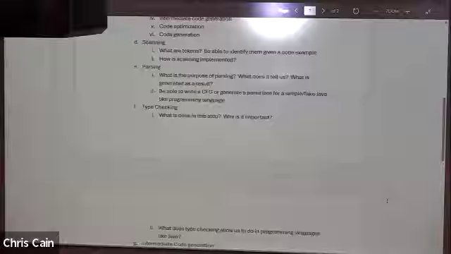For parsing, we've talked a lot about it. The purpose of it is that it tells us that a program is syntactically correct. What is the result of parsing? You get a parse tree. Be able to write a grammar or generate a parse tree for a Java-like programming language. Again, very much like your homework question on this homework.